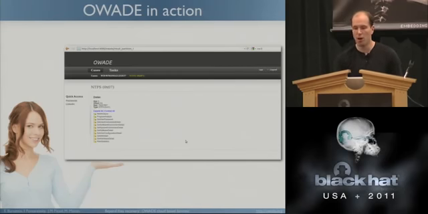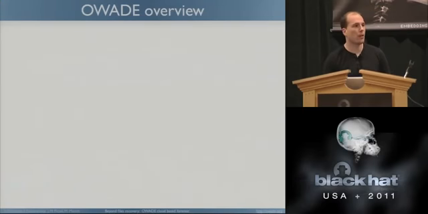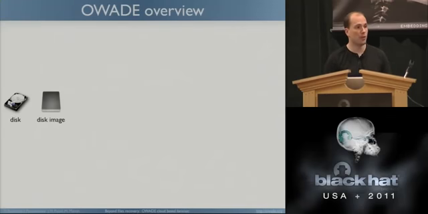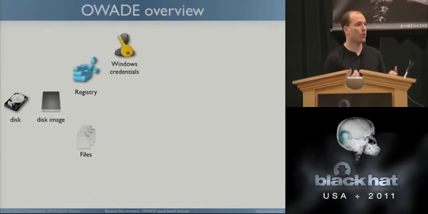So how does OWADE work? What is the big picture? First you take a disk, and then we're going to make an image of this disk, as we're not allowed to tamper with evidence. When we have this disk image, we're going to extract the registry from this disk and also the files. When we have that, we're going to go deeper into the hierarchy and do more advanced analysis. The first one being we need to recover the Windows credentials. When we have the Windows credentials, we are able to also extract the Wi-Fi data, such as the WPA key.